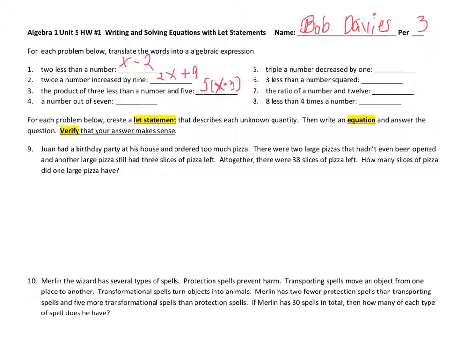A number out of 7, that means it's a division property. And remember that, so it's going to be x divided by 7. When you're talking about a ratio, you can use a colon or a slash. So it says a ratio of a number and 12 for number 7 here. You want to do something like that. I think the others are easy for you to understand.